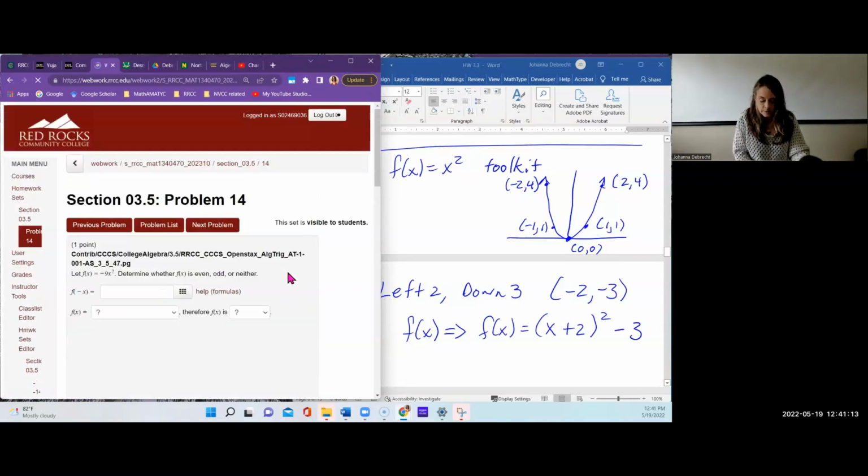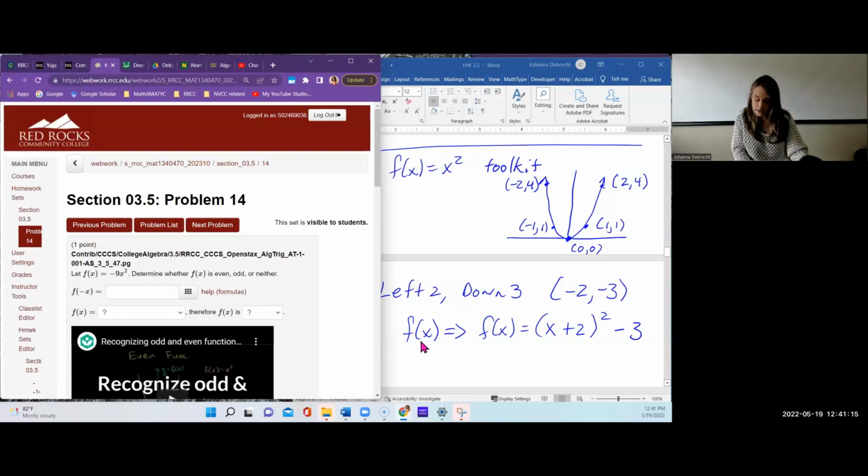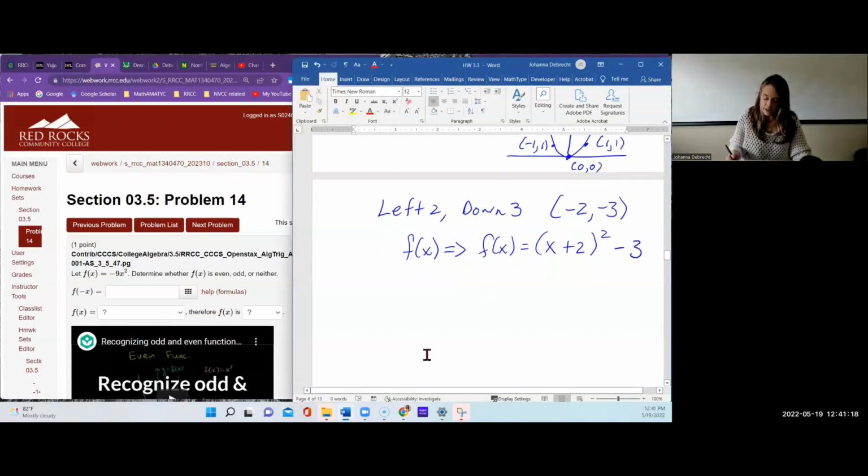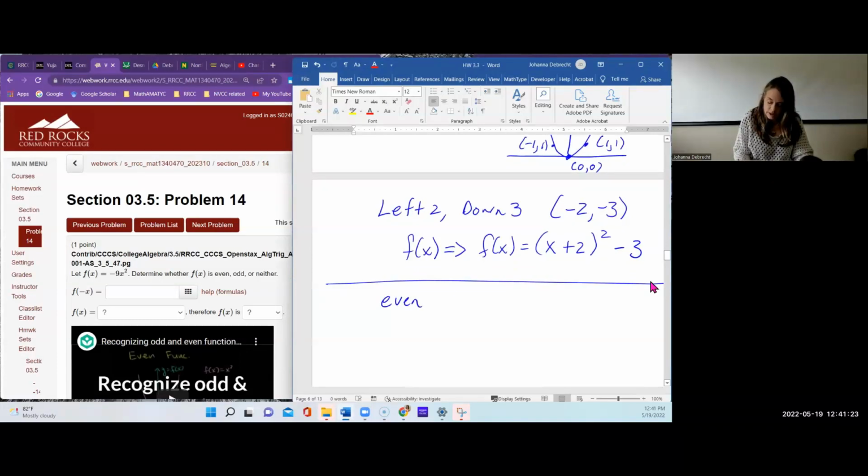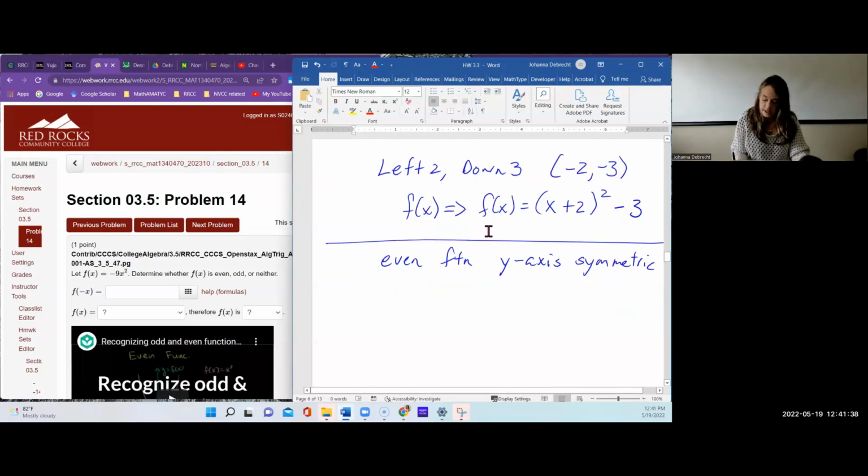Now we want to talk about something slightly different, which is even, odd, and neither. What does even, odd, and neither refer to? An even function is one that is y-axis symmetric. Our toolkit function of x squared and our toolkit function of absolute value of x are both even functions. Let's take a look at the toolkits and see why they're even functions. I'll call this one g of x to distinguish it from f.